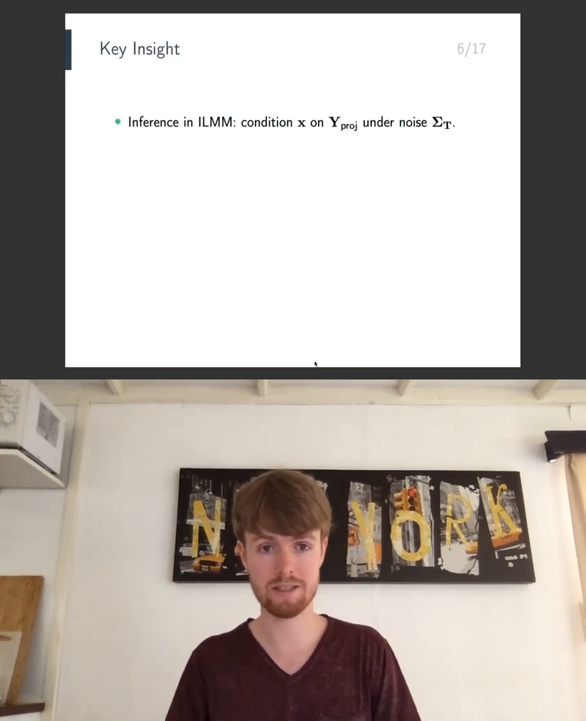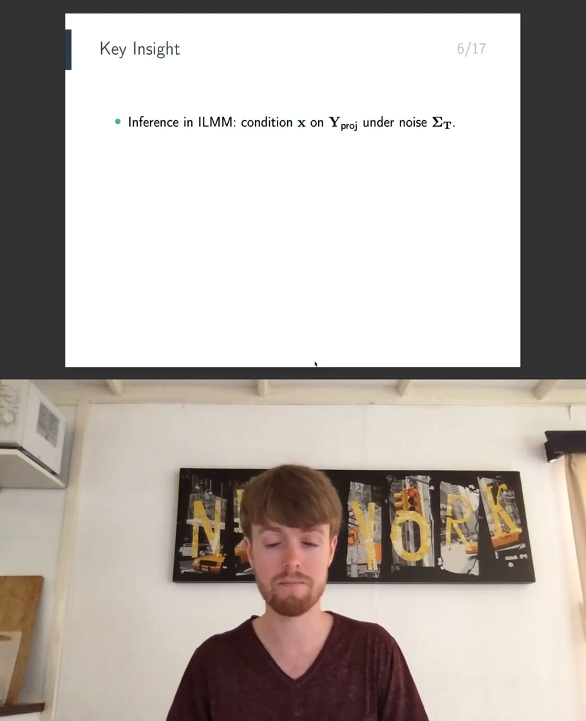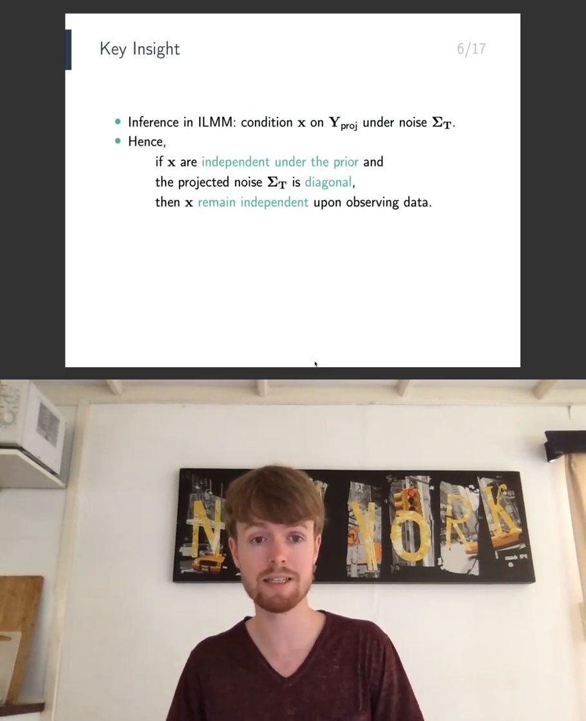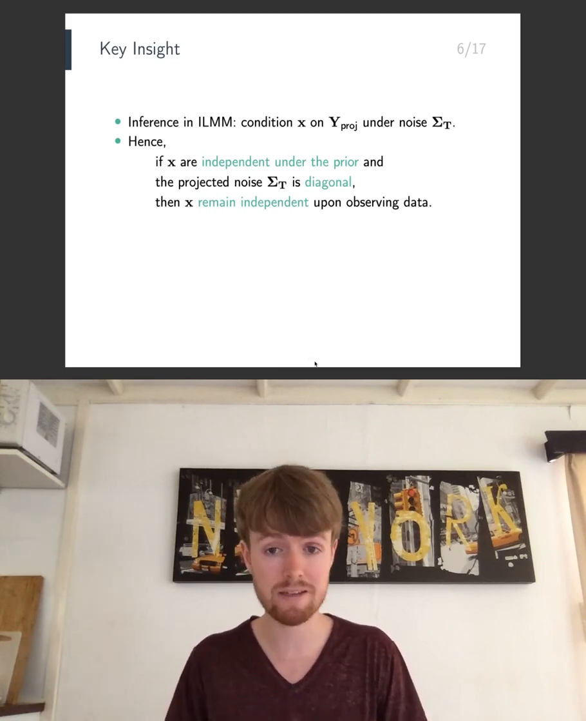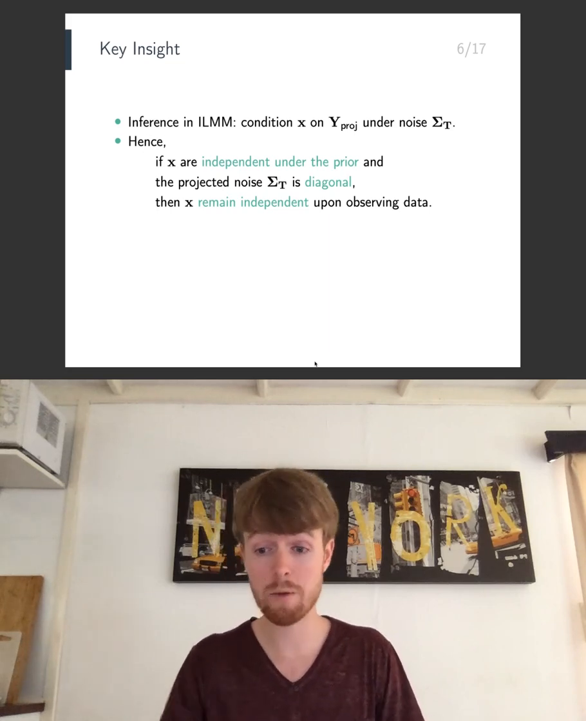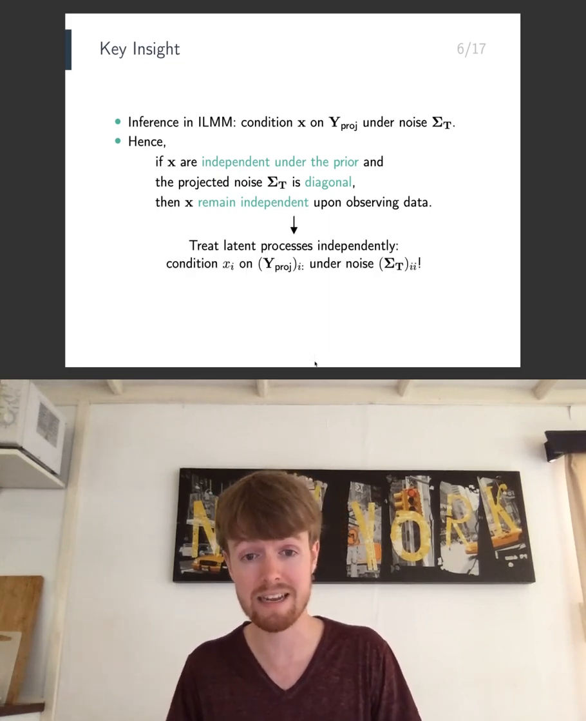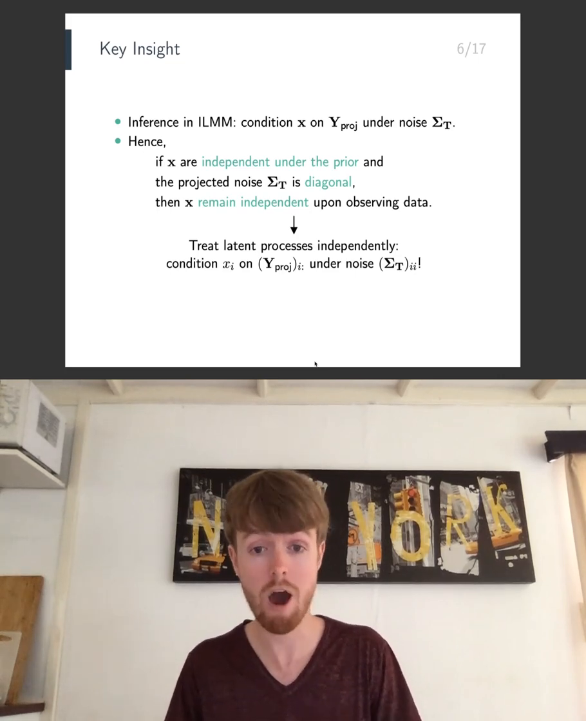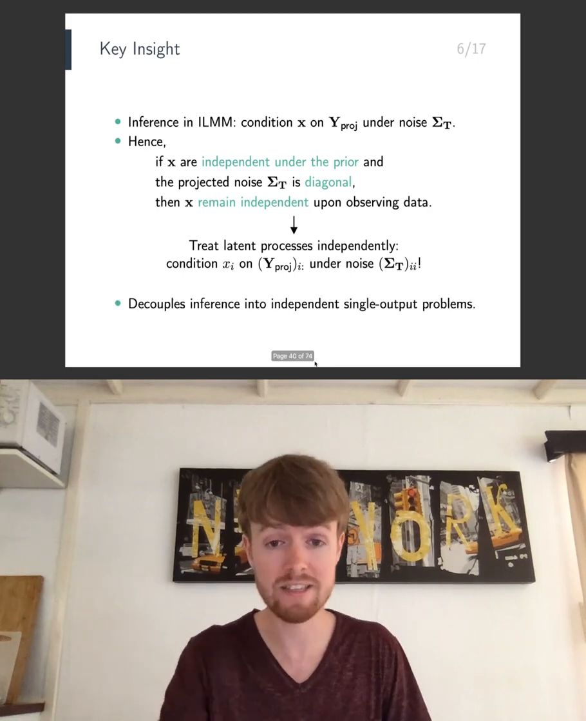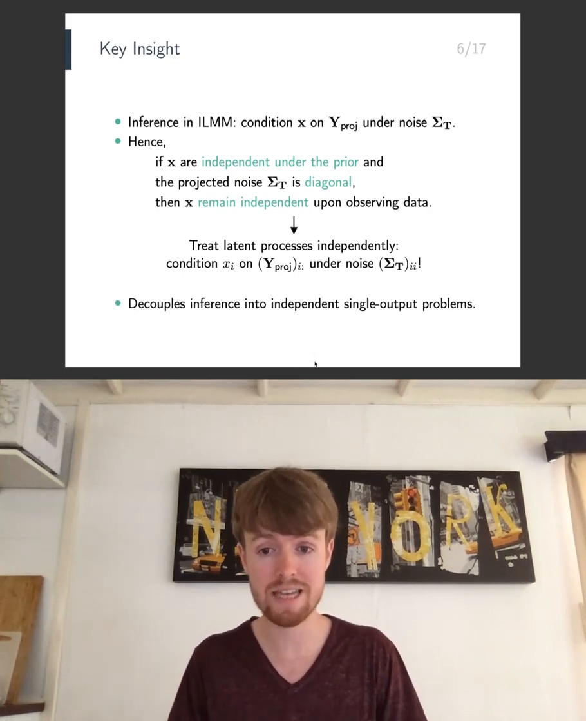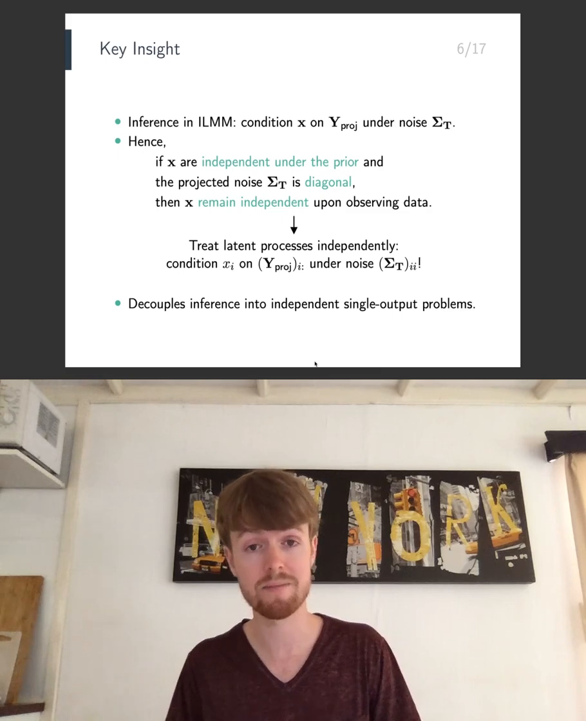Our key result tells us that inference in the ILMM model class comes down to conditioning the latent processes on the projected data under the projected noise. Hence, and this is the key insight, if the latent processes are independent under the prior and the projected noise is diagonal, then the latent processes remain independent upon observing data, which means that we can treat the latent processes independently, conditioning the ith latent process only on the corresponding projected observations. This essentially decouples inference into independent single output problems, which is really nice.